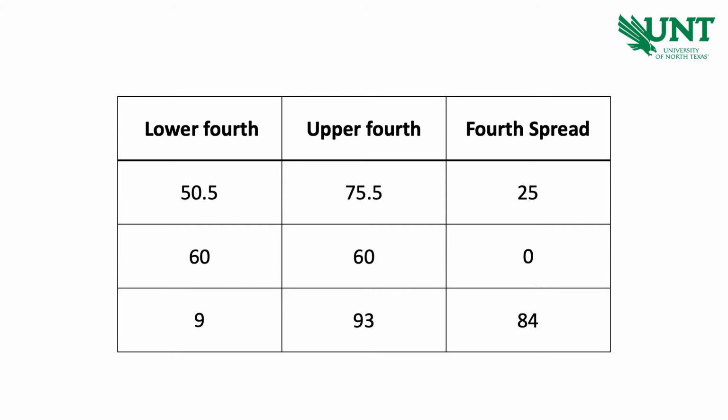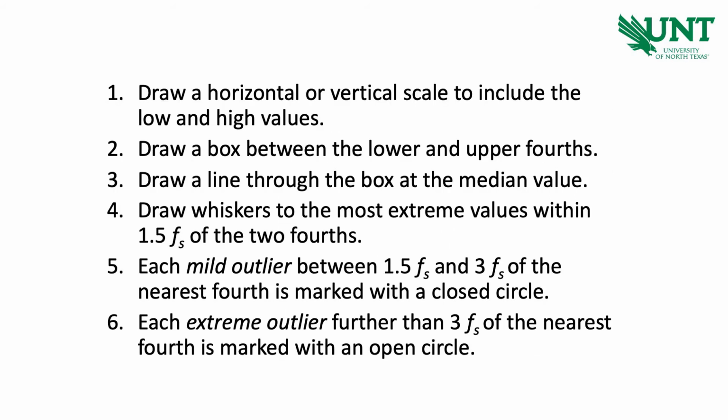Next, we construct the box and whisker plot to express each dataset. The procedure is the following. First, draw a horizontal or vertical scale to include the low and high values. Second, draw a box between the lower and upper fourth. Third, draw a line through the box at the median value. And fourth, draw a whisker to the most extreme value within 1.5 fourth spreads of the two fourths.